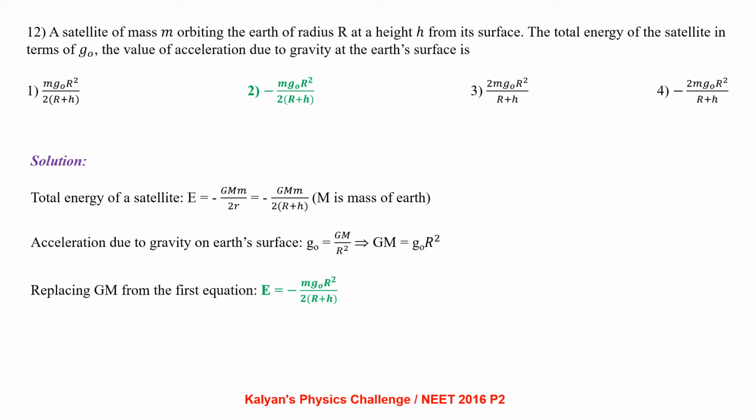As the formula is expressed in terms of small g, we can replace capital G capital M in the original formula to get total energy as minus m g0 R square by 2 times (R plus h). Here small r is the radius of the orbit of the satellite, which can be written as the sum of the radius of the earth and the height of the satellite.